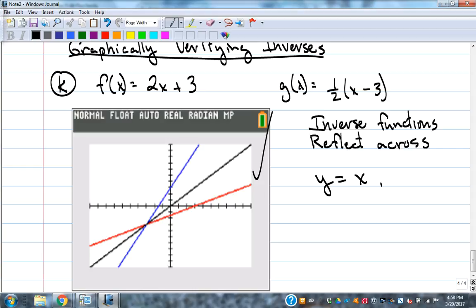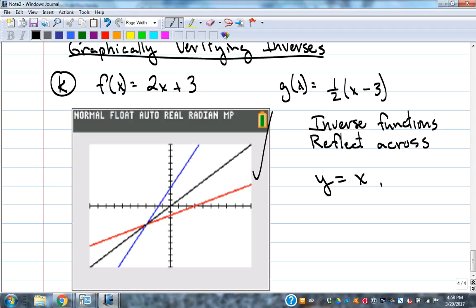Will they always have a crossing? Yes, and that crossing, well, they will have a crossing point, but you may not be able to see it on your screen. That's where it gets a little fishy on the graphical part. It may be somewhere off screen. You may have to zoom out to see that place. They should cross on that y equals x line though when they do reflect across there. I guess always is pretty strong. No, not always. They won't always have a crossing point, but they will reflect across y equals x always if they're inverses.